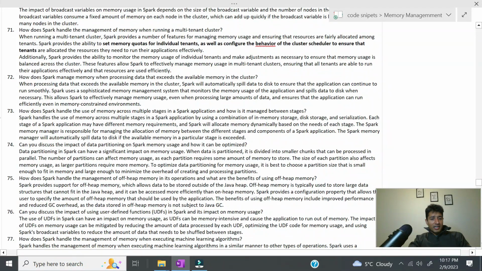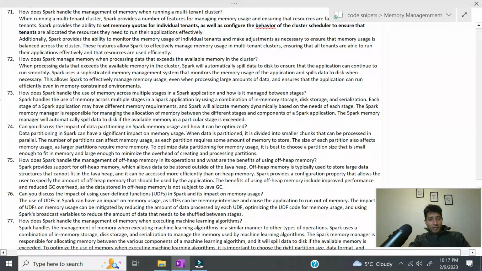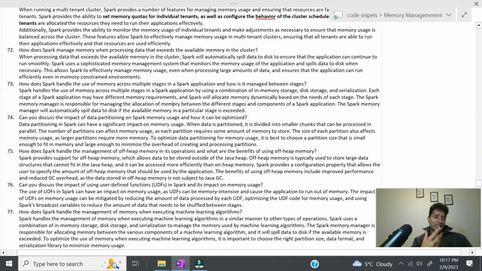How does Spark handle memory across multiple stages of a Spark application, and how does it manage it between stages? Let's see. Spark handles the use of memory across multiple stages in a Spark application by using a combination of in-memory storage, disk storage, and serialization. Each stage in a Spark application may have different memory requirements. The Spark memory manager is responsible for managing the allocation of memory between different stages.